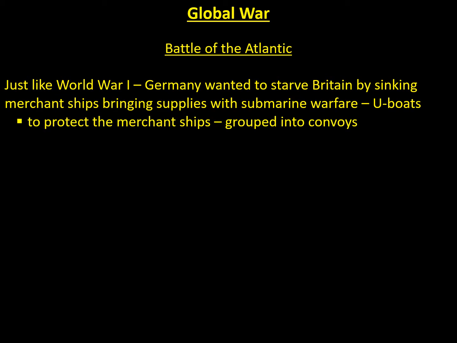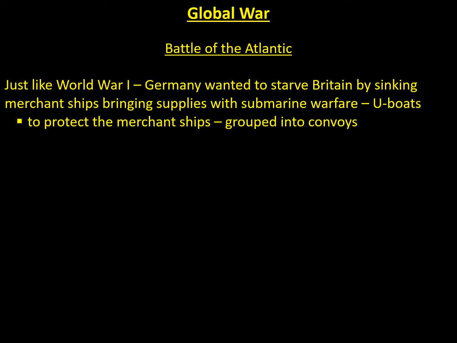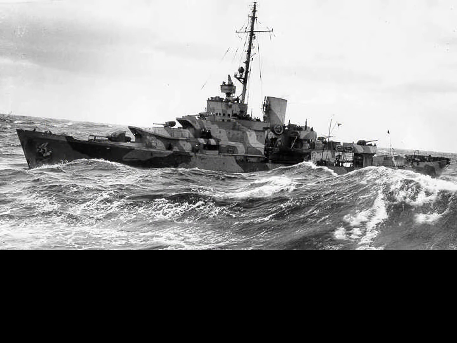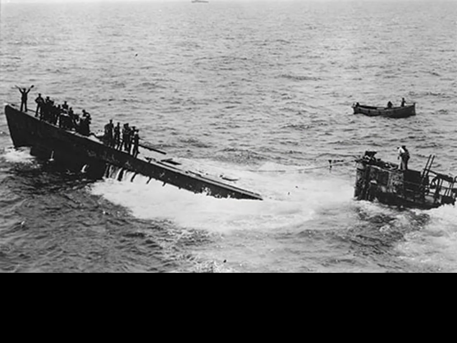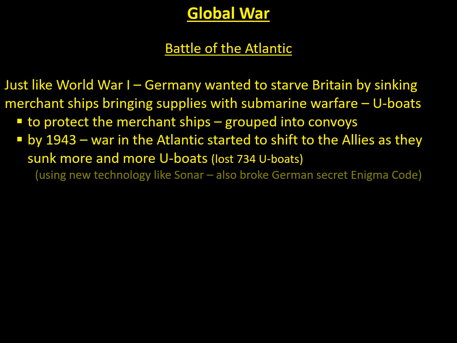Now, to protect the merchant ships, the Allies grouped them into convoys. By 1943, the war in the Atlantic started to shift to the Allies as they sunk more and more U-boats. By this time, Germany will lose up to 734 of their U-boats. Using destroyers, dropping depth charges, they're able to sink more and more U-boats, using new technology like sonar.